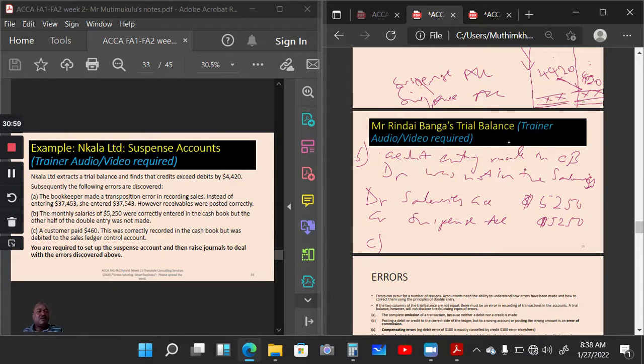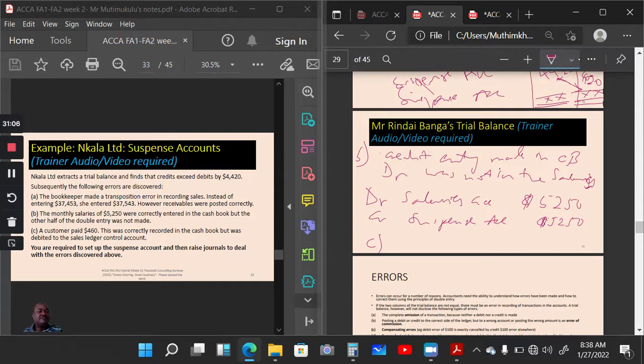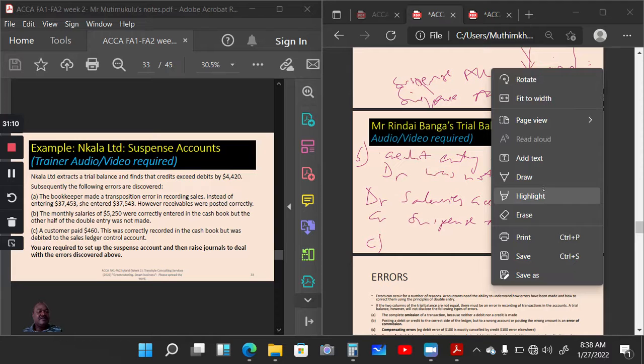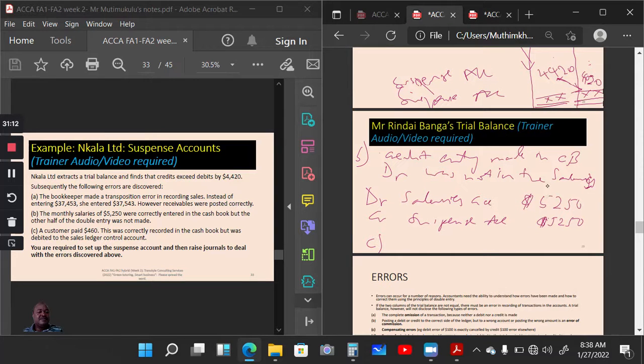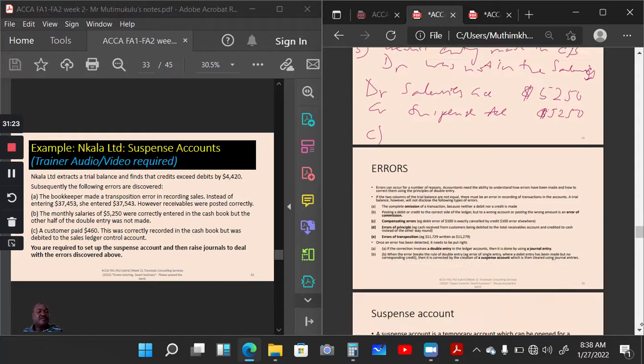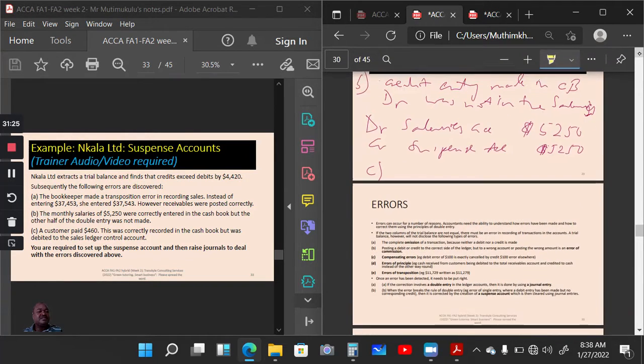Don't be confused about this balance, this and that. But my students, I know you guys, I know you. Alright, don't be confused with this trial balance thing. We're not talking about trial balances in this case. We're talking of suspense accounts. Fine.